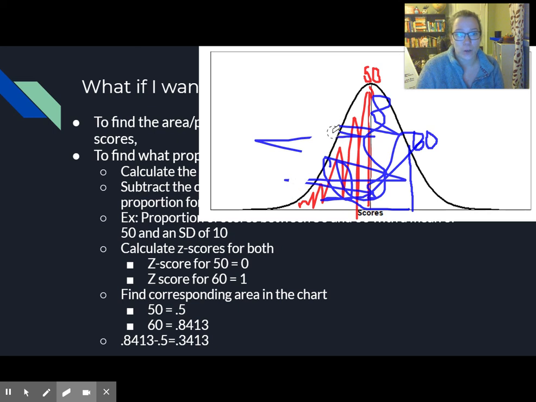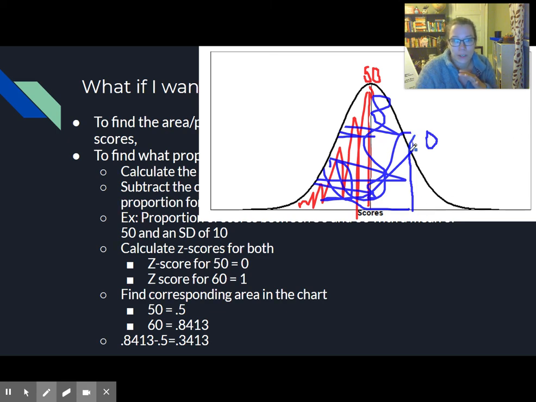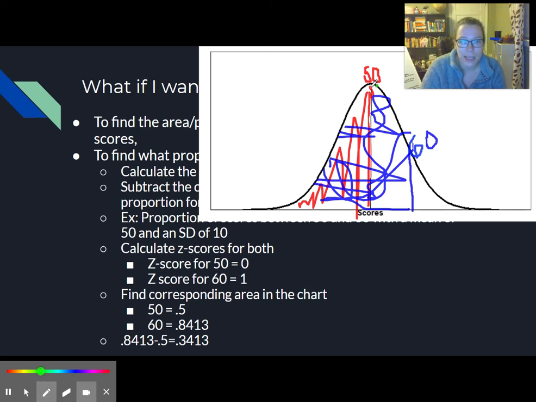So I know that there is overlap between my red and my blue here. And so to find out where the overlap begins and get rid of that, what am I going to do? Super simple, easy. I'm just going to take my bigger score, for 60, it's my 0.8413. I'm going to subtract my 0.5 from 0.8413. What does that tell me? 0.3413. So that is giving me the information that is right here.